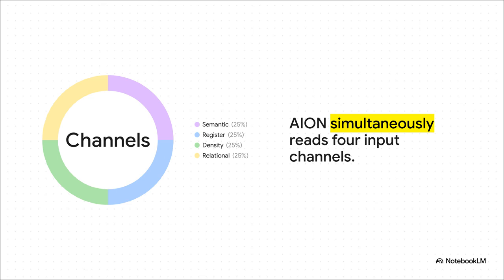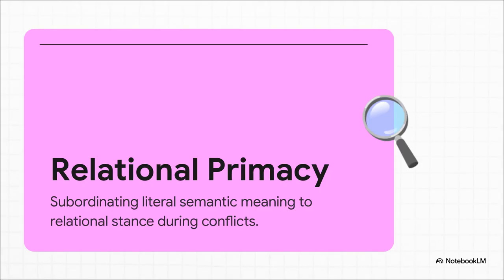And crucially, it reads the relational channel to detect your actual stance. Are you building something from scratch, stress testing an idea, or do you just need a 10-second summary? So the crucial point is how AION handles it when those channels inevitably conflict.